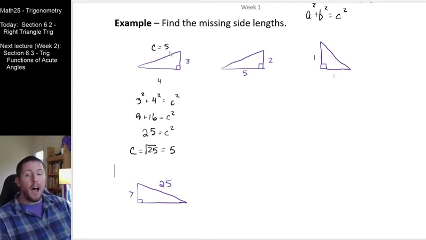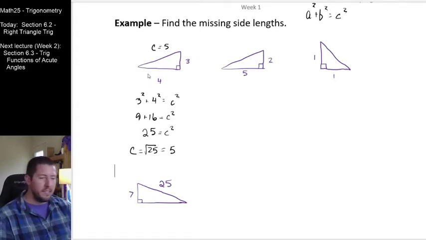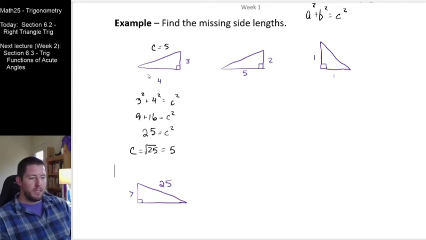A 3, 4, 5 triangle turns out to be the smallest side lengths that we can ever have, where all the side lengths are whole numbers in any right triangle. A 3, 4, 5 triangle is literally the name of this guy that's right here, and we'll come back to see it a few more times this semester for other purposes that are out there.